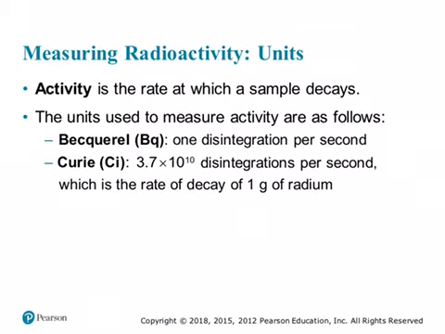Interestingly enough, there is a way to measure the rate at which a sample decays, and those units are named after the two scientists that studied them. Henry Becquerel and Marie Curie won the Nobel Prize for discovering evidence of radioactivity. So it makes sense that this would be named after them. So you have the Becquerel, Bq, which is 1 disintegration per second, and the Curie, Ci, which is 3.7 times 10 to the 10th disintegrations per second, which is the rate of decay of 1 gram of radium.